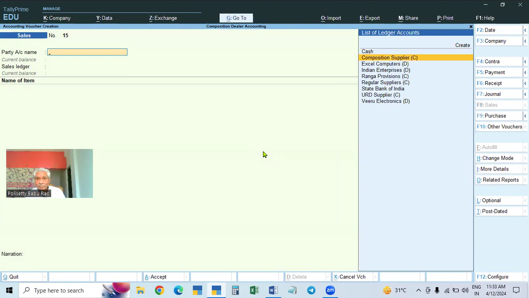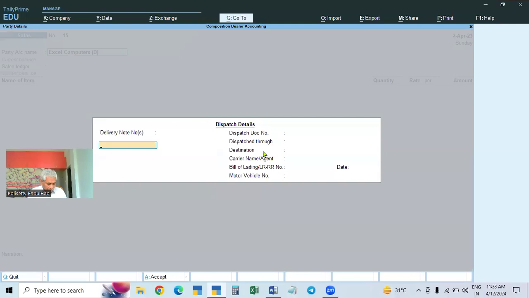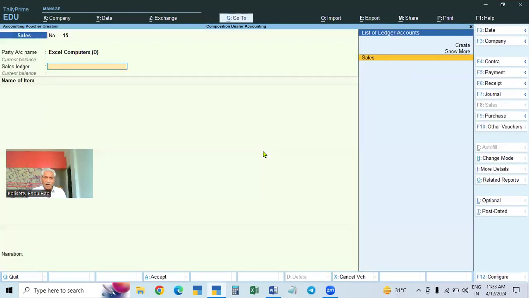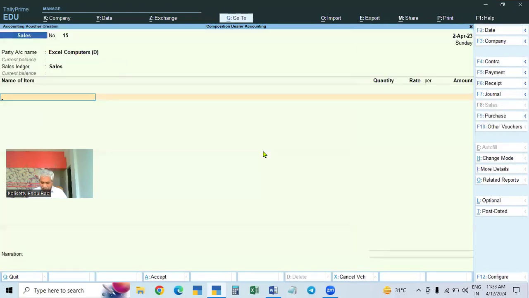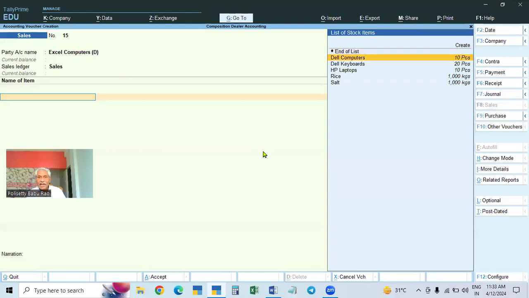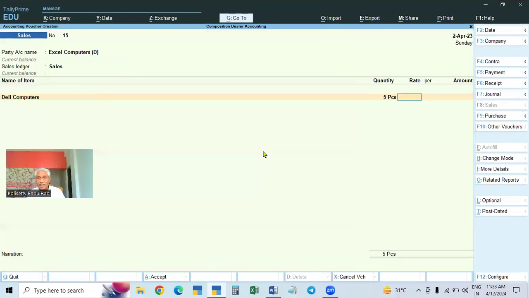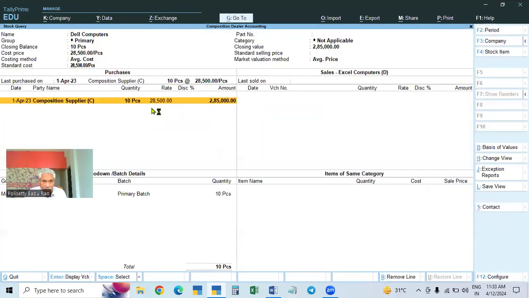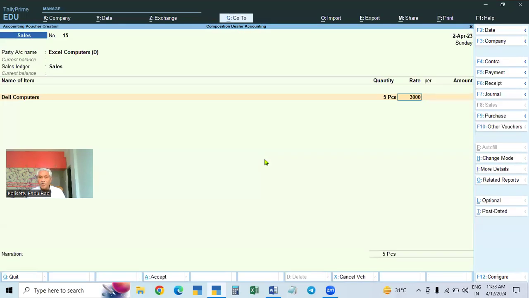So, to whomever we sell, there will be no tax. So, here, first of all, Excel computers, we are selling to Excel. He's a regular person, but still, there will be no tax. For Excel computers, we are selling laptops by numbers. What is the purchase price? 28,600. So we sell for 30,000 rupees, with profit. Okay, 30,000 rupees we are selling.